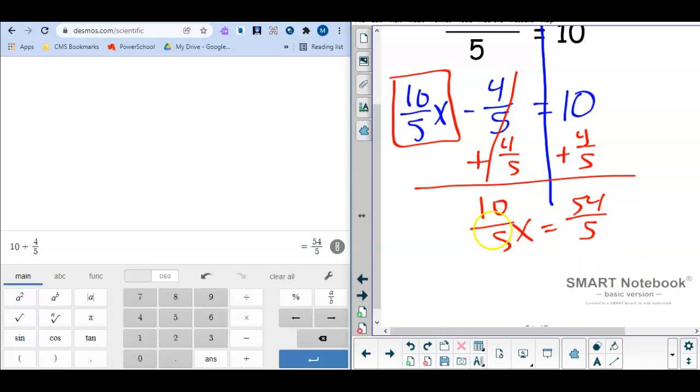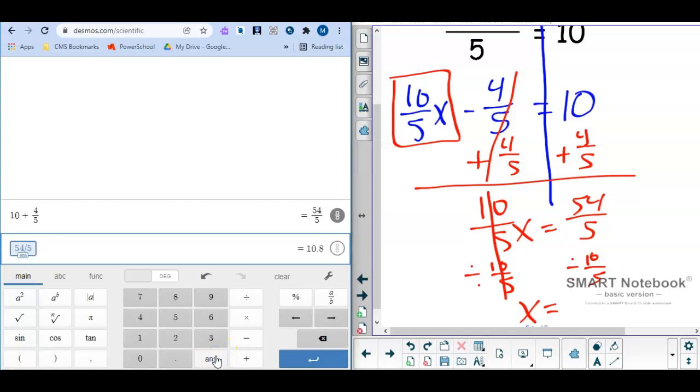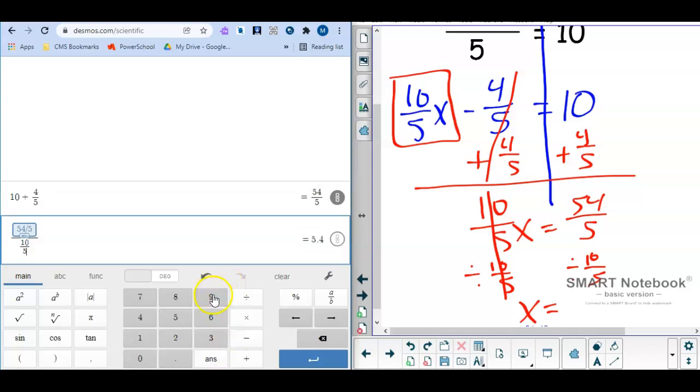But my problem's not done. I still have 10 over 5 times x equals 54 over 5. The opposite of multiplying by 10 over 5 is to divide each side by 10 over 5. Whatever I do to one side to leave me with just my variable, I do the same thing in my calculator. So I take my answer, 54 over 5, and divide that by 10 over 5. My answer is either 5.4, or, since I'm showing this problem with fractions, we'll call it 27 over 5.